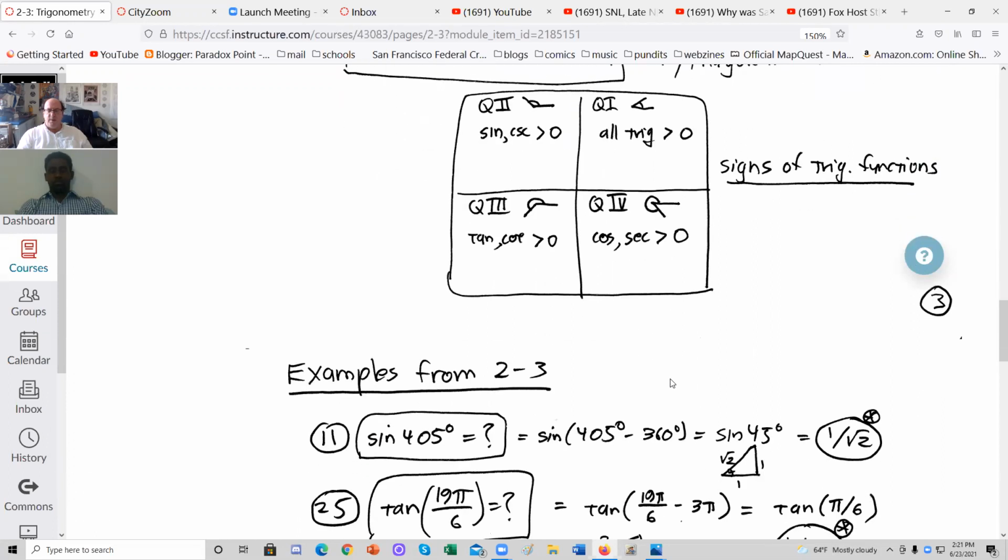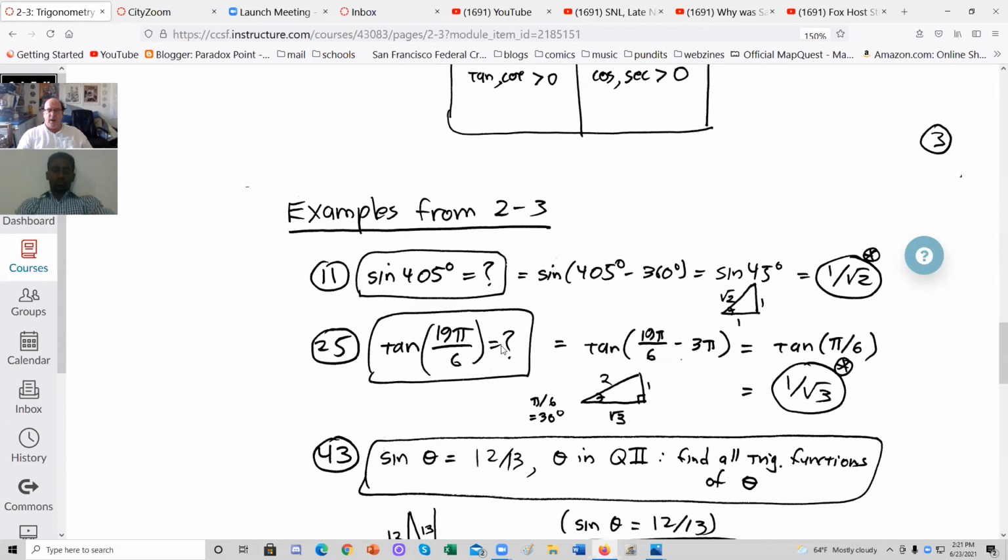So we have some examples to do from the book. What is sine of 405 degrees? Well, sine has period 2 pi, i.e. 360 degrees. So if we take 360 away from 405, we have sine of 45 degrees. And then we use the right angle 1, 1, root 2 triangle. Sine of 45 degrees is opposite over hypotenuse, 1 over root 2. That's sine 405.